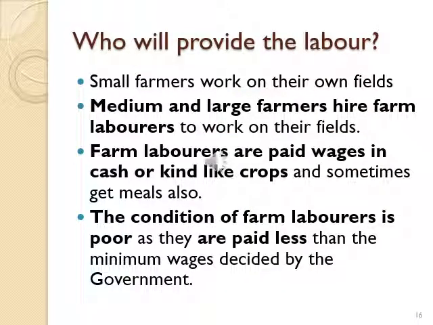After land, the next factor of production is labor. In the previous slides, we've already studied how much land there is in the village Palampur and how land is distributed among farmers. Now, after studying land, the next factor of production is labor. Somebody has to work on the land to produce something, and the people who work on the land are known as the labor. Now, who will provide this labor?